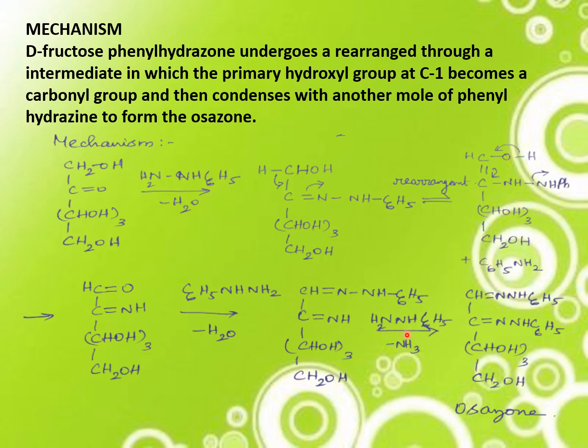Next, we are going to add one more molecule of phenyl hydrazine. Here ammonia is going to eliminate. Here NH2 and one more hydrogen at this position will eliminate as NH3. The remaining C double bond N, NH C6H5 is formed at the second position. This is the structure of osazone. The same osazone is formed for both the reactions of glucose and fructose with phenyl hydrazine. This is an important question which is often asked in exams.